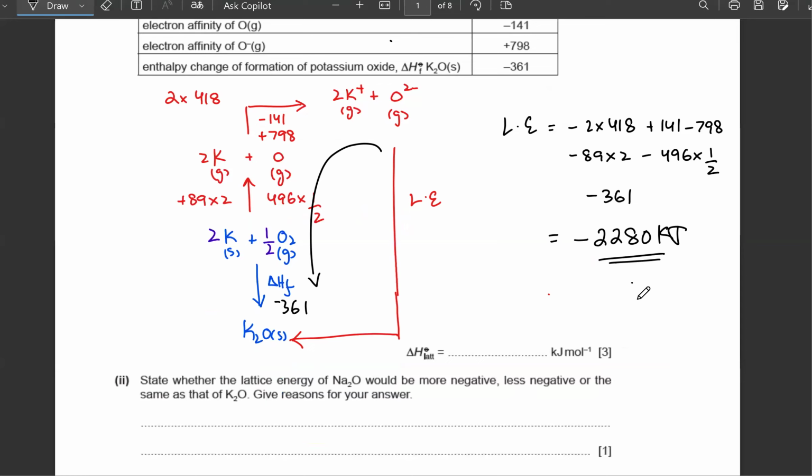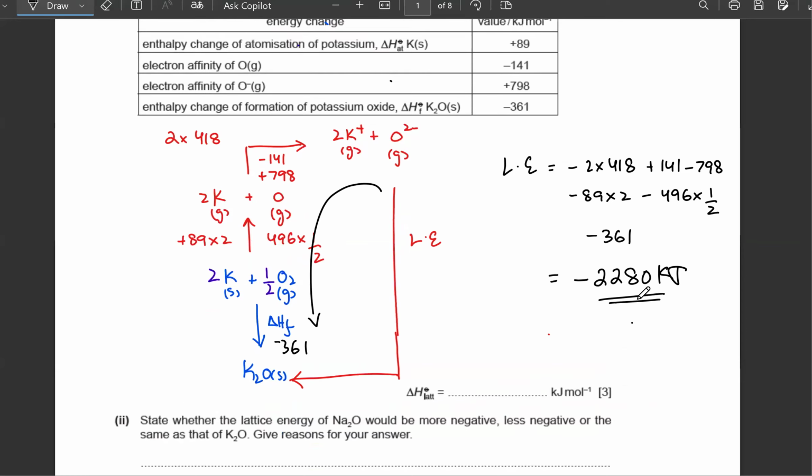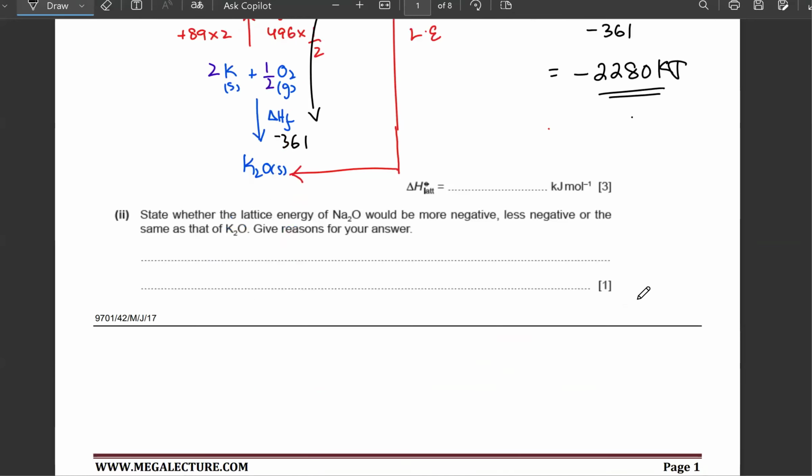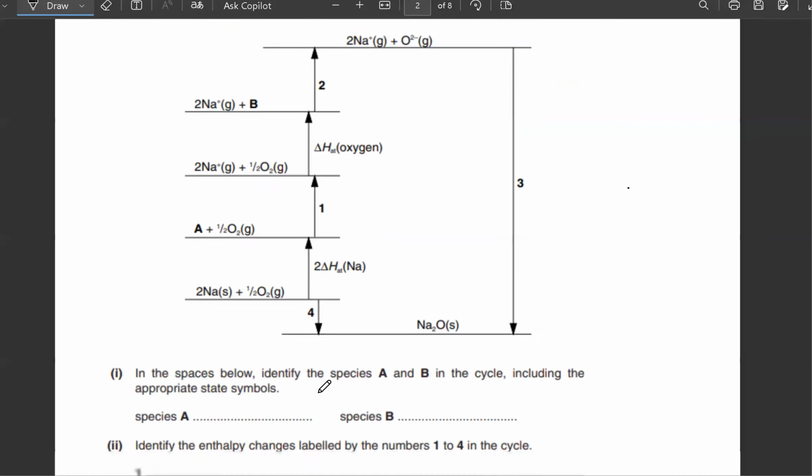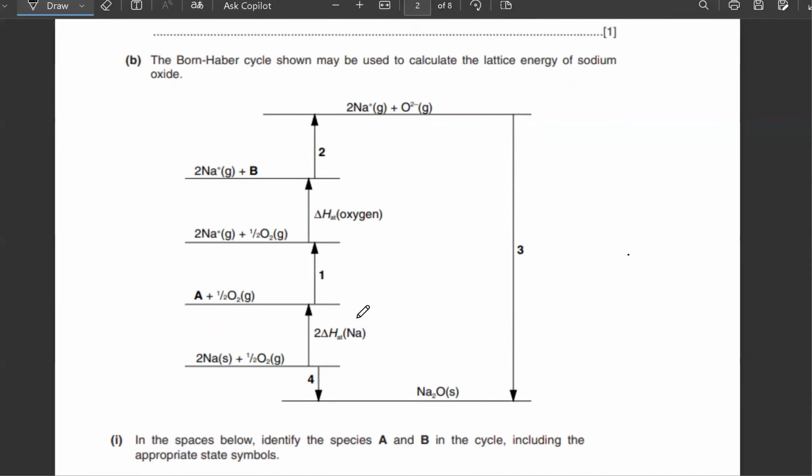Okay. Now, the next part, let's do another question. Over here, they've constructed the Born-Haber cycle for sodium oxide. And they've asked you to label all of this, A, B, and 1, 2, 3, 4. All of this, they're asking questions about it.